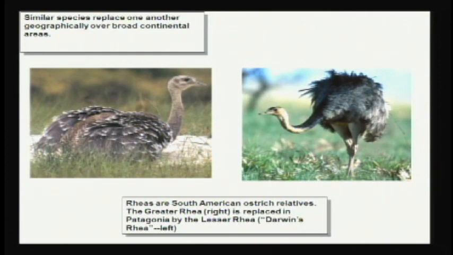And the best example of this are the two rheas, the two ostrich-like birds. They are true ratites, related to African ostriches. And in the north, you get the greater rhea. And in the south, Darwin had heard rumors about the existence of this lesser rhea, sometimes called Darwin's rhea.